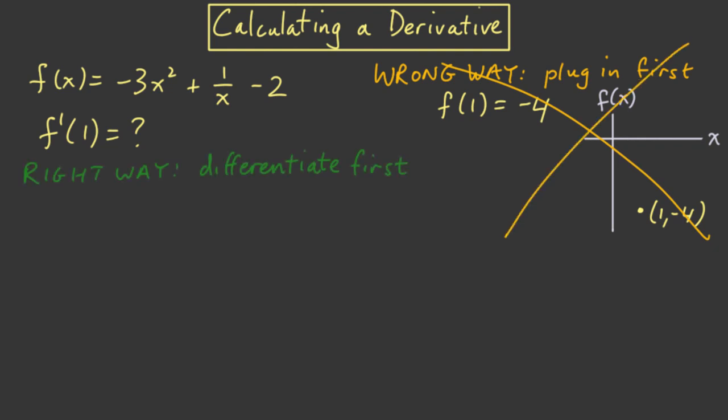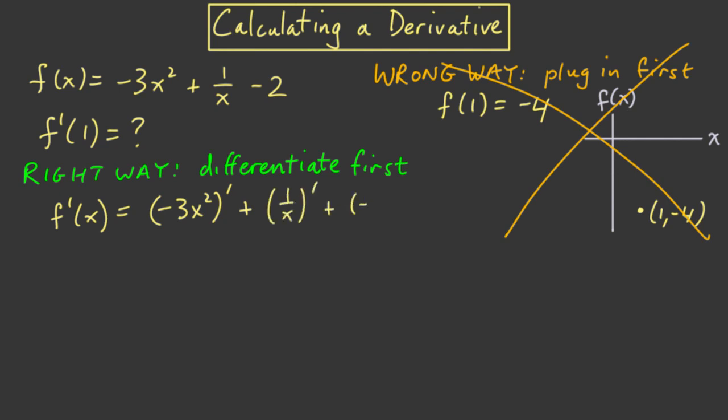The right way is to differentiate first. So let's just calculate f prime of x in general. F is a sum, and we know that the derivative of a sum is the sum of derivatives. So f prime of x is just going to be equal to the derivative of minus 3x squared, so I'm just going to write that as minus 3x squared prime, plus the derivative of 1 over x, so 1 over x prime, plus minus 2 prime. And then we just need to evaluate each of these.